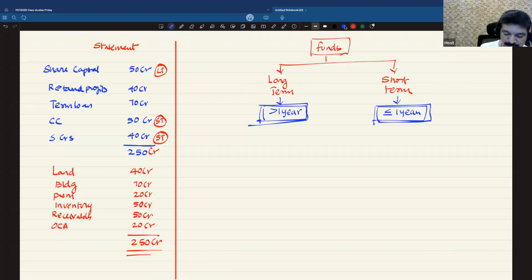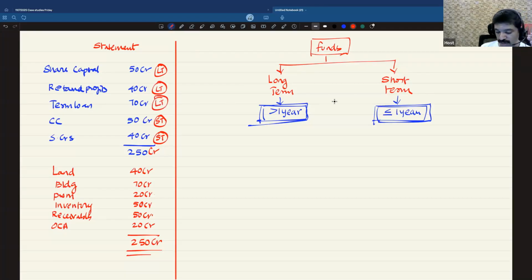Then tell me, the retained profits, the profits made by the business which are reinvested in the business, is it short-term or long-term? They are long-term in nature. And term loan, as the name itself says, it has got a term. Term loans are generally long-term loans, like 3 to 5 years or above 5 years. But if it is above 1 year, then itself it will satisfy the definition of long-term. So the term loan is also long-term.